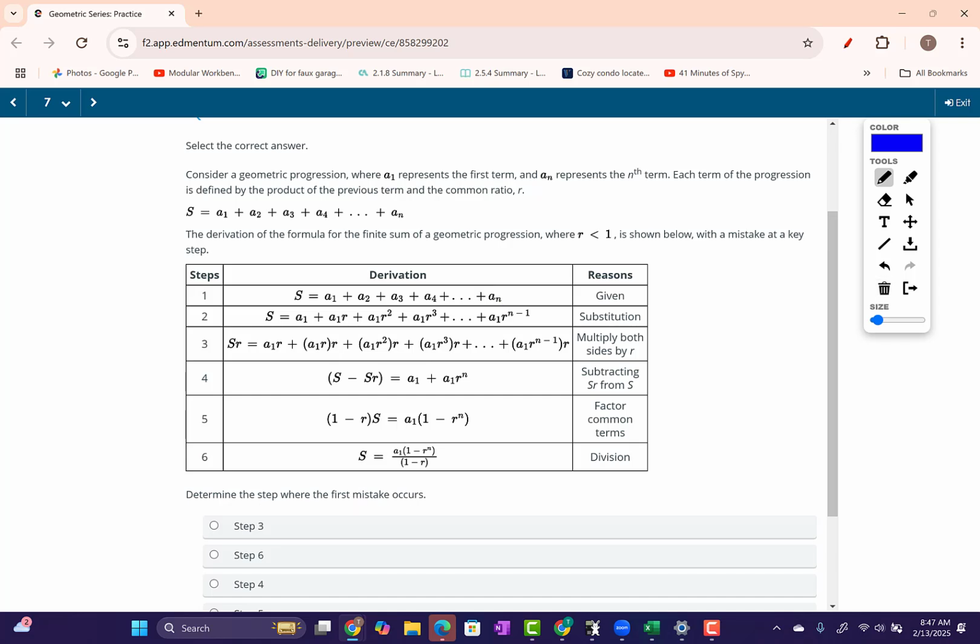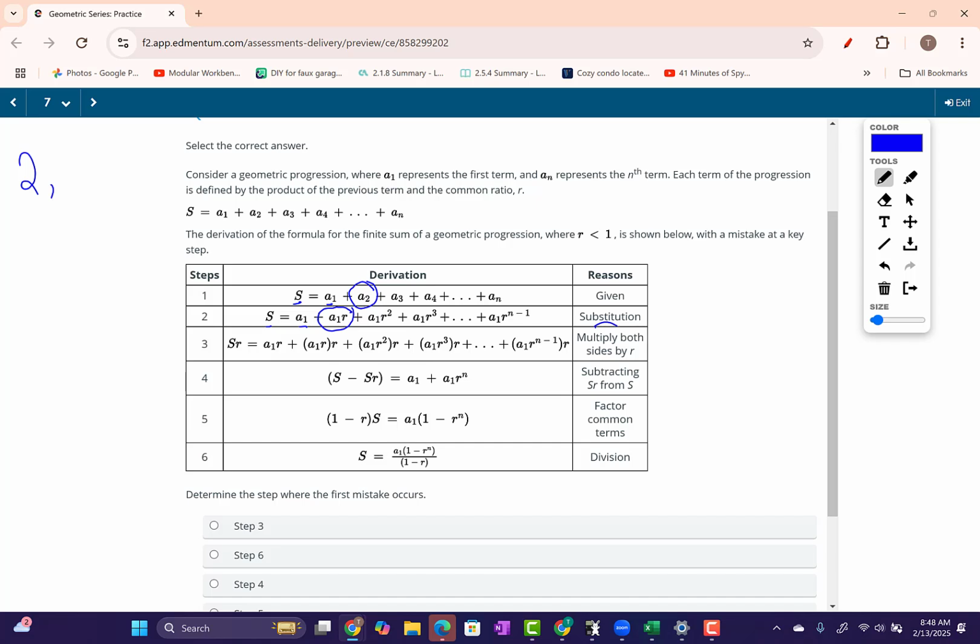Step 2, let's look at the reason. The reason is substitution. You'll notice the left side does not change. Stays S. First term is a sub 1. First term here is a sub 1. It's the same. First place we see a change is right here. A sub 2 has become a sub 1 times r.